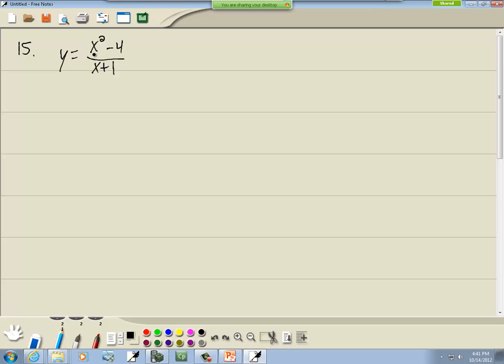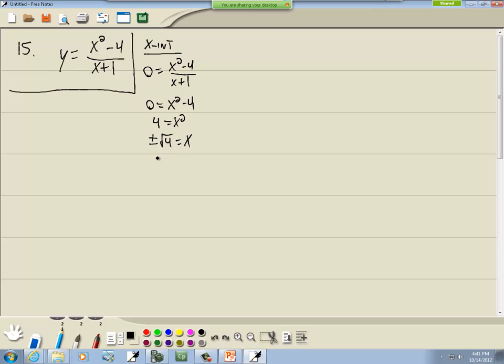So let's find our intercepts first. Let's go with the easy stuff. For the x-intercept, we'll plug 0 into the other variable, so we'll plug 0 in for y. So we've got 0 is equal to x squared minus 4 over x plus 1. Again, rational is very nice. If you've got a fraction equal to 0, you can just set the top part equal to 0, at least in terms of the intercepts. Take the negative 4 over, it becomes a positive 4. Drop the square off and put a plus or minus square root around the other side. And the square root of 4 is 2. So our x-intercept is plus or minus 2.